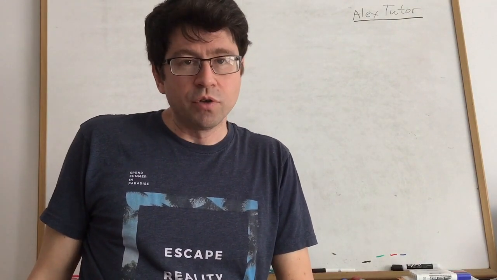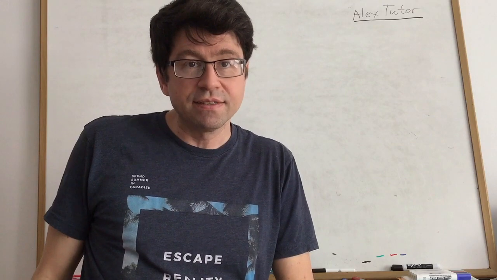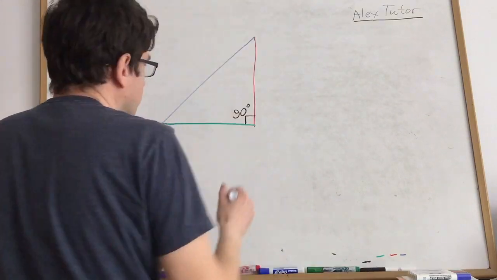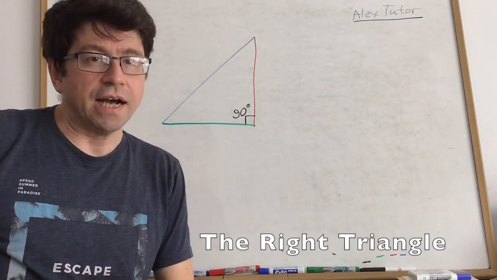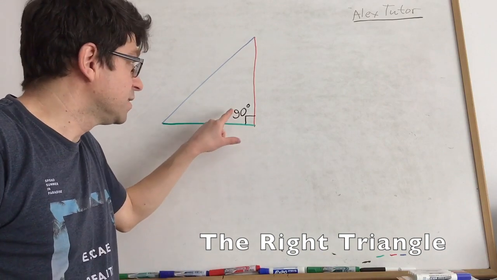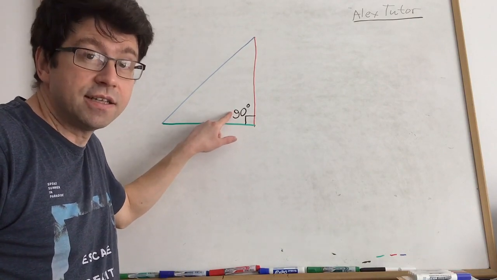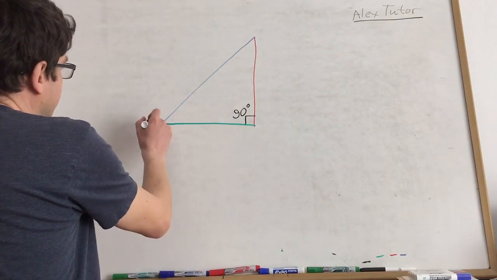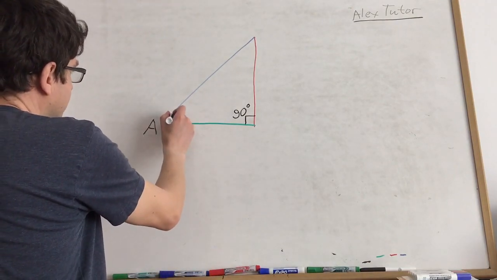Hi, today I'm gonna teach you about sines and cosines. So this is a right triangle because this angle is 90 degrees. Let's consider this angle A, for example.